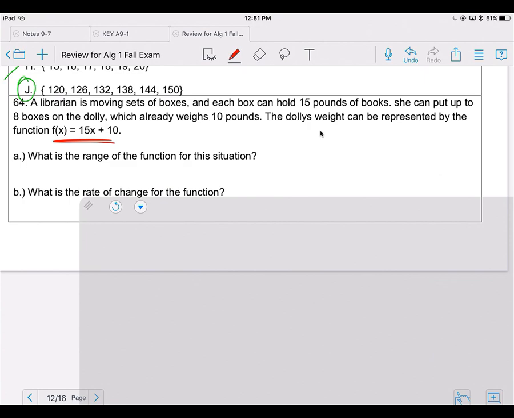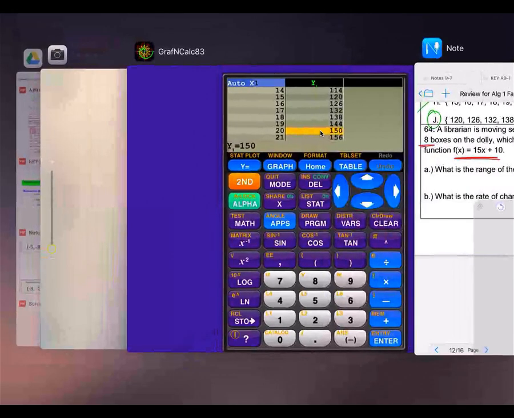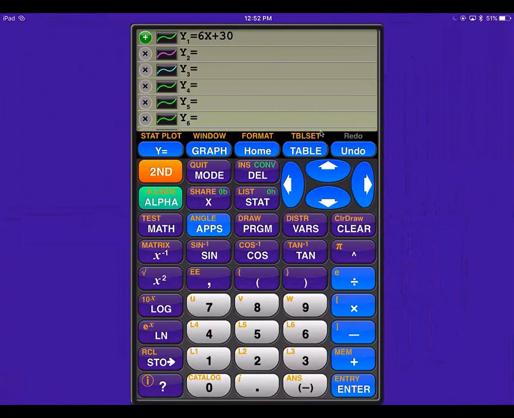So in order to find the range, we need to talk about what x could be. It says each box holds 15 pounds. So x is the amount of boxes. She can put 0 boxes on there, or she can put anything up to 8 boxes. So we're going to plug in 15x plus 10 in y equals.